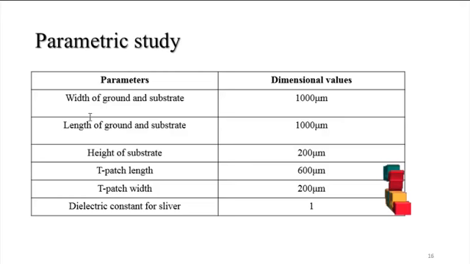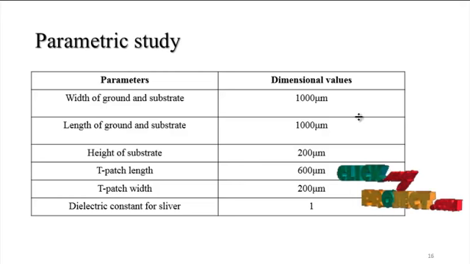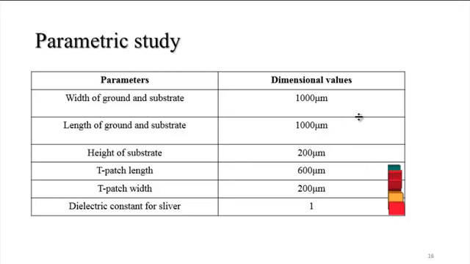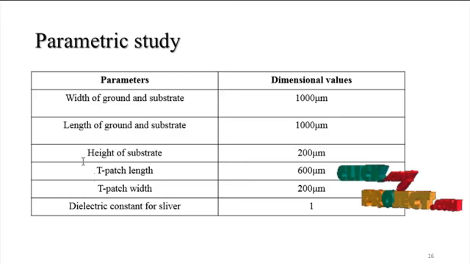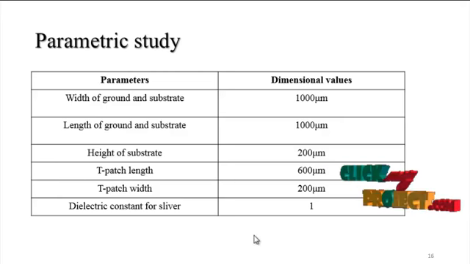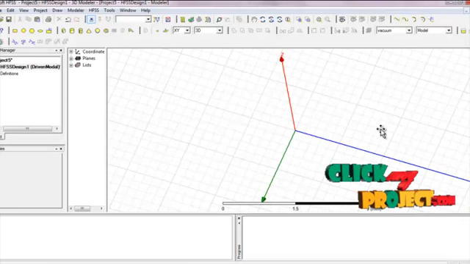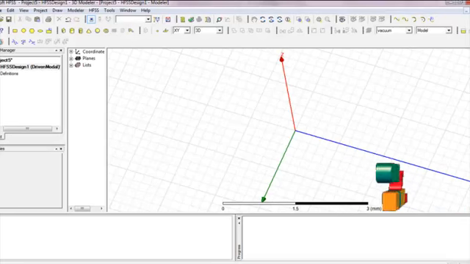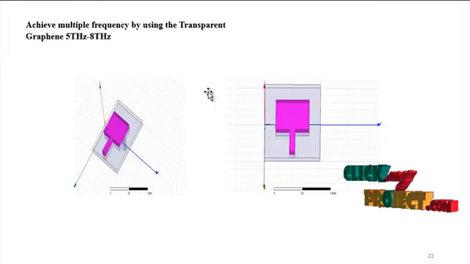These are the parametric studies. The width of the ground and substrate is 1000 micrometers, which indicates 1 mm. Then there are the length of the ground, the height of the substrate, the T-patch length and T-patch width, and the dielectric constant of the silver substrate of the antenna. This is the HFSS window of the process, and finally we designed the antenna with these values.